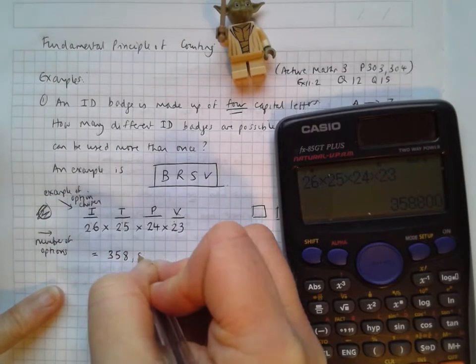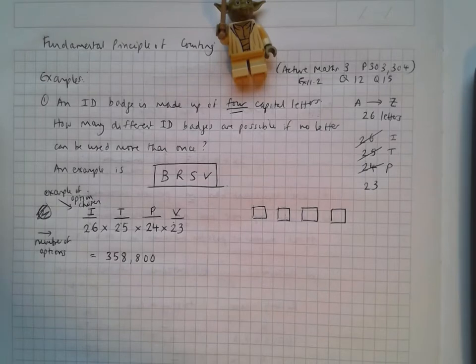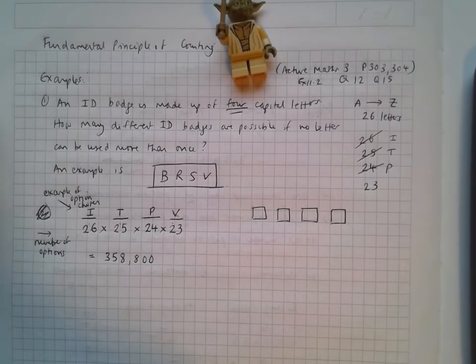358,800. So there's 358,800 types of badges, different badges that can be made from the letters of the alphabet if you take them 4 like that. That's a lot, isn't it? Okay, 300 over 3.5. So anyway, 350,000.